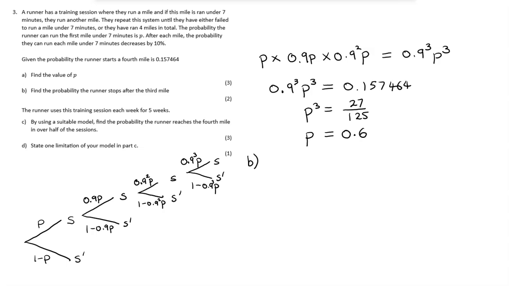Part B, we're asked to find the probability that the runner stops after the 3rd mile. Find the probability that the runner stops after the 3rd mile. So on my tree diagram, let's look at the route there.